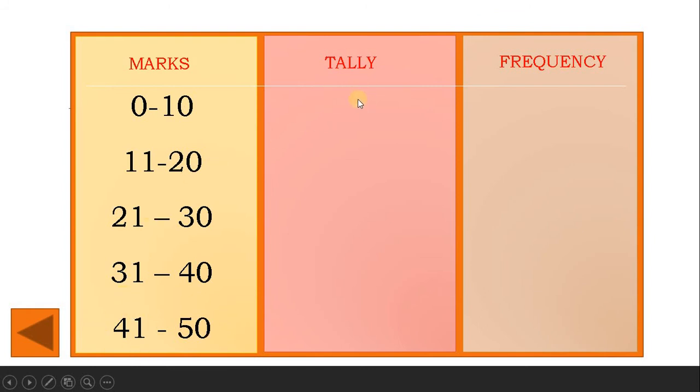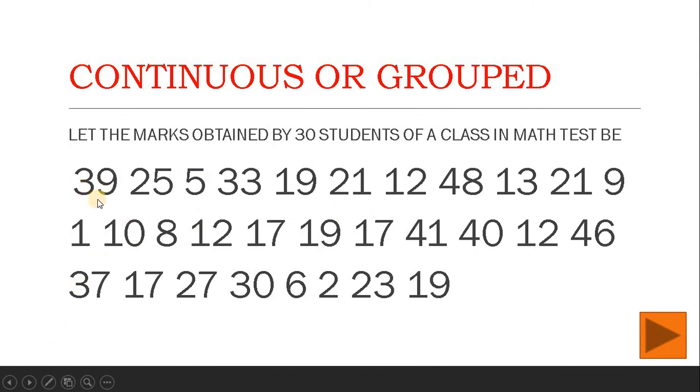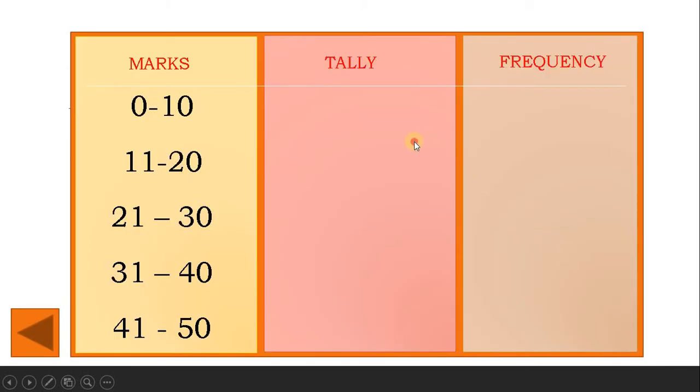So in the tally, we will look for numbers from 0 to 10. So going back here, we can say 39 is not in the 0 to 10. What about 25? No. What about 5? Yes. So how many numbers belong to 0 to 10? Let us try to count. 5, that is 1, 2, 3, 4, 5, 6, and 7.